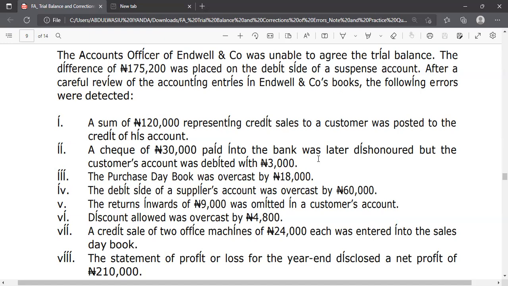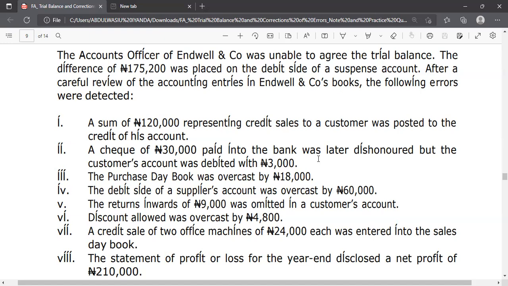What do you think? The customer account was debited. Which position are you now? Debiting the customer since the check was dishonored, is it correct or is it not correct? Someone says yes, it is correct. Another individual also says no, it is not correct. I also want to listen to other people's opinions apart from this.